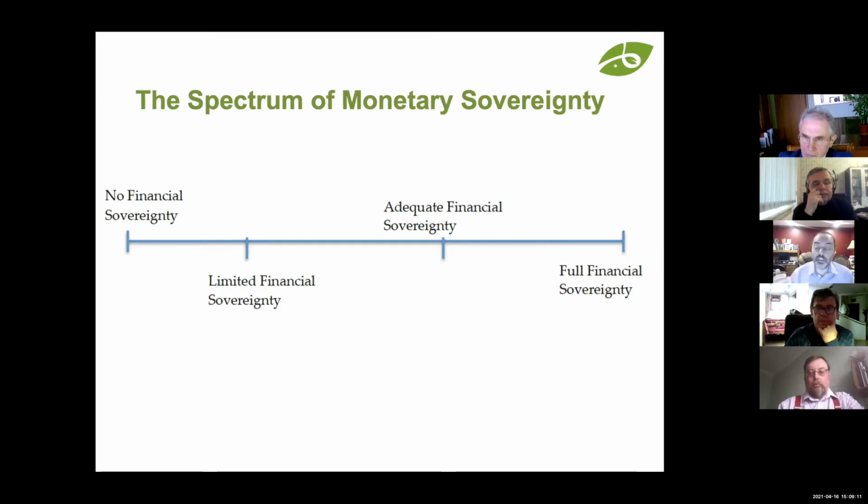Because a currency depreciation, if you're on this end of the spectrum, means the next day when you're importing food, when you're importing energy, when you're importing medicine for your people, you're importing inflation with it. And that is typically the case for countries that have the weakest degrees of monetary sovereignty. They typically don't have food security. They don't have energy security.